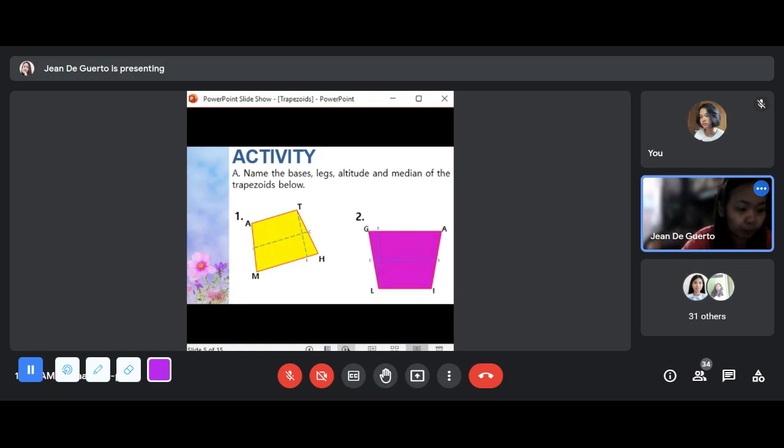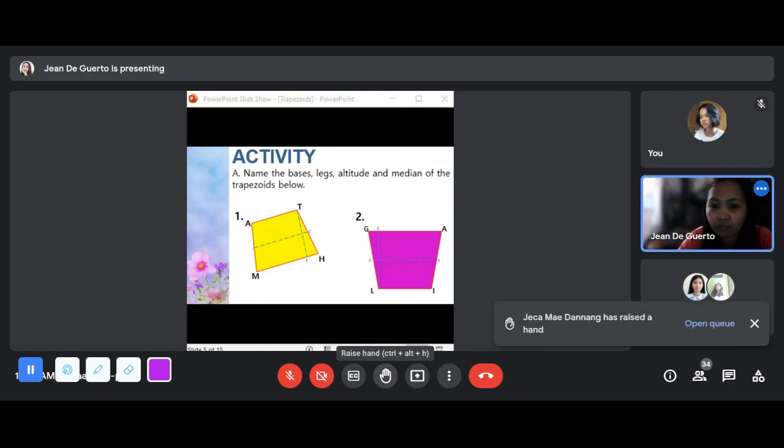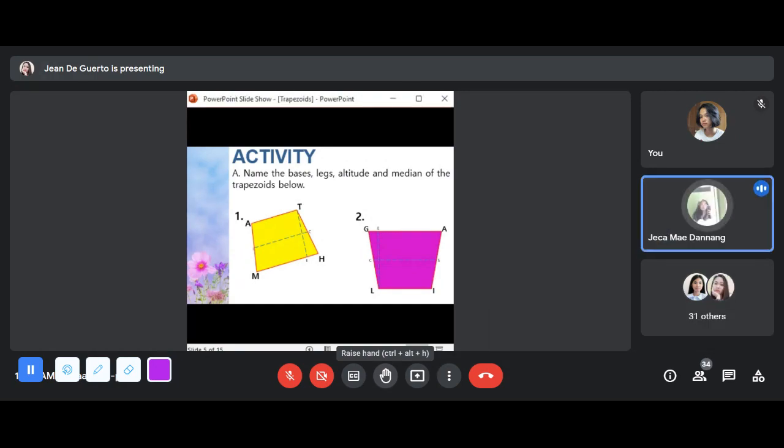Okay, second, identify the bases, legs, altitude, and median. Side GA and LI po, the bases. Base. Side GA and side LI as the bases.